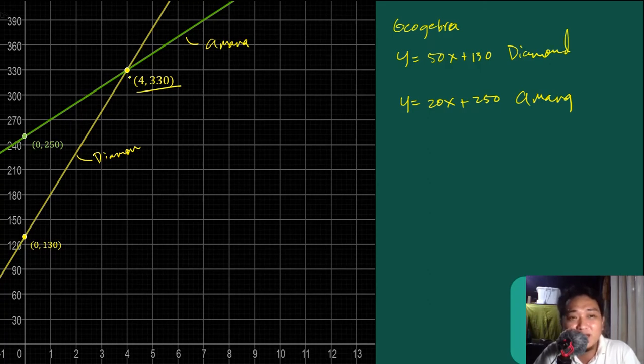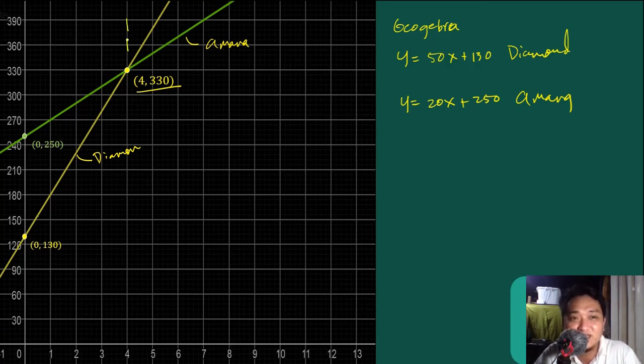Mapapansin nyo na pagka less than 4, kung halimbawa mag-stay ka lang nun ng 1 hour, 2 hours, or 3 hours, sa tingin nyo, sa dalawang graph, sino yung mas mababa? Di hamak na mas mababa yung babayaran natin sa Diamond Hotel. Kasi tingnan nyo yung graph niya. Yung graph niya, mas mababa yung graph na to kesa dun sa kulay green. Pagka yung value niya is less than 4.